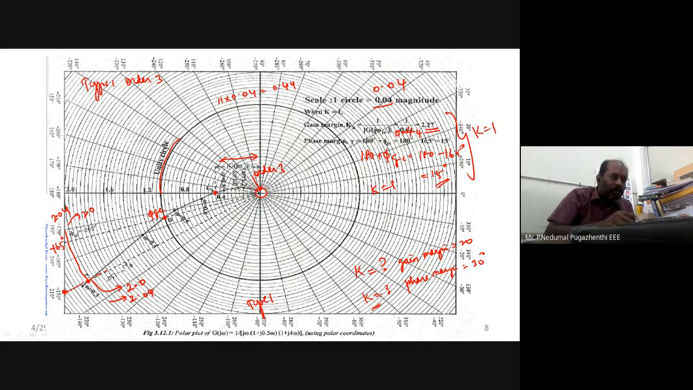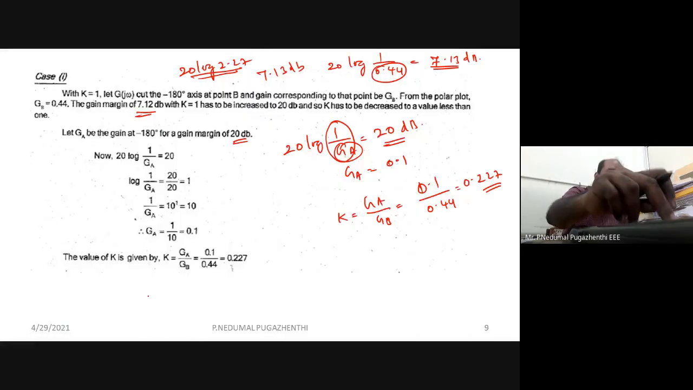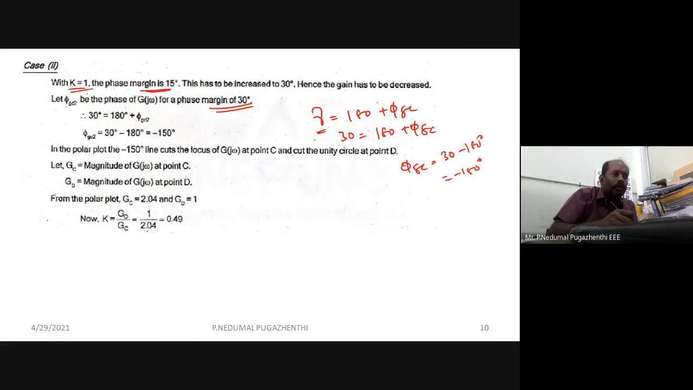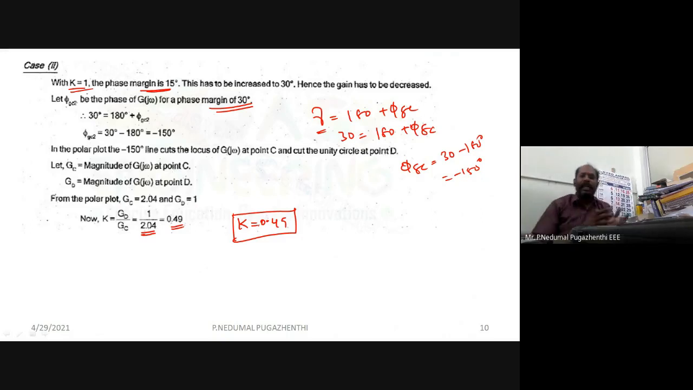So with minus 150, it is cutting at this circle, right? So I will substitute that value. You can see that 1 by 2.04 is equal to 0.49. K is equal to 0.49. So at the given gain margin and phase margin, we are trying to find the value of the gain K, and this is the way we have to find it. For gain margin, we substituted 20 log of that inverse equal to the given gain margin and found the value. Then that value divided by the previous value you got at K equal to 1 gives you your K.